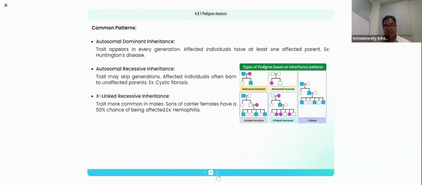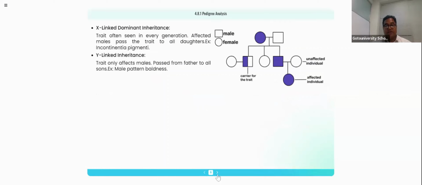In the pedigree analysis, now this is the X-linked dominant variety. In this, the affected individual is female. This is a very good example of X-linked dominant inheritance, right?